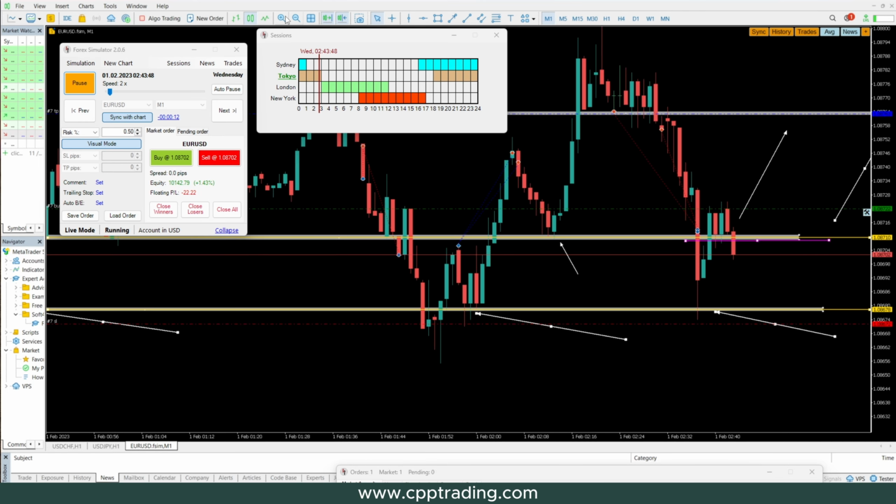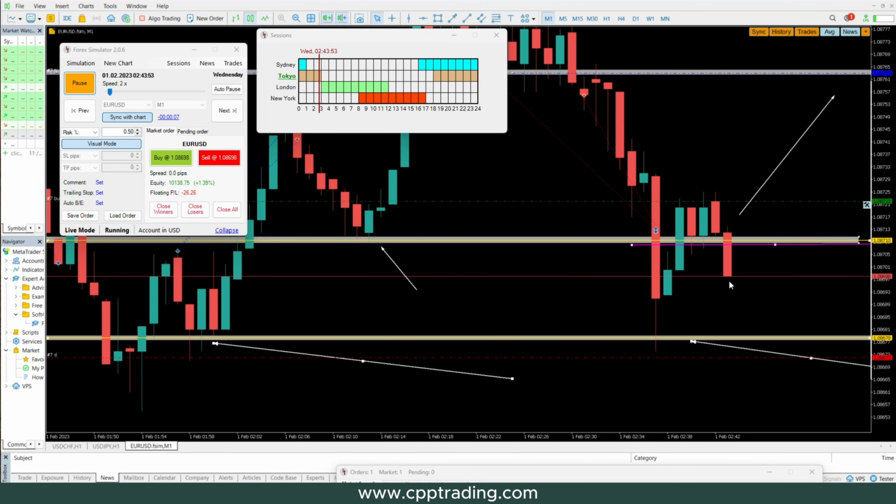Let's zoom in here. Okay, this should not close. We have 2 seconds left. All right, this candle has now closed. I'm getting out of this trade.